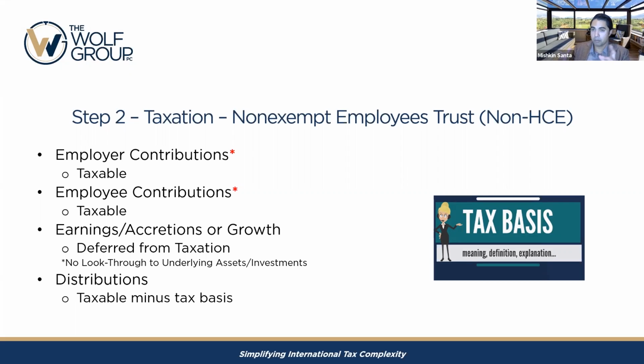You kind of keep the growth in the plan as non-taxable. And then when you take distributions from the plan, since you've been previously taxed on the employer and employee contributions, you have a tax basis, and that tax basis comes out as a non-taxable distribution. And then the earnings and accretions will come out as a taxable distribution because obviously it has not been taxed.